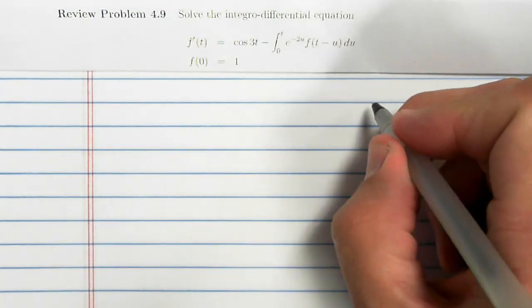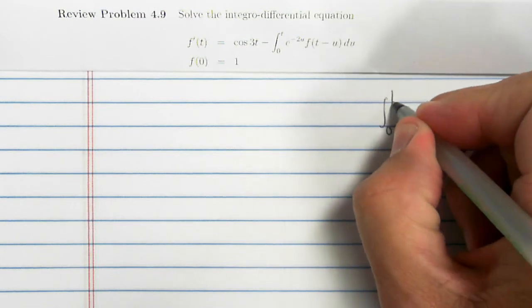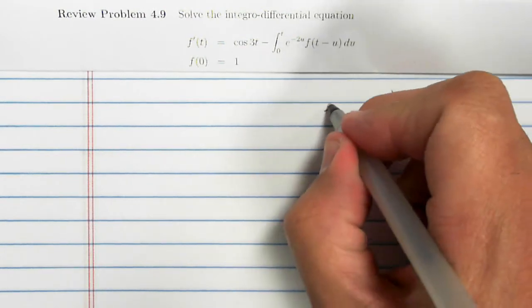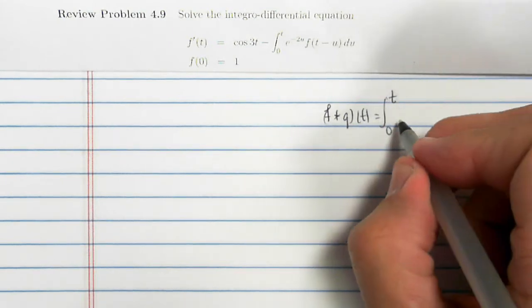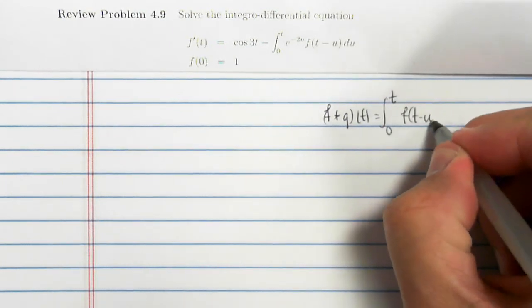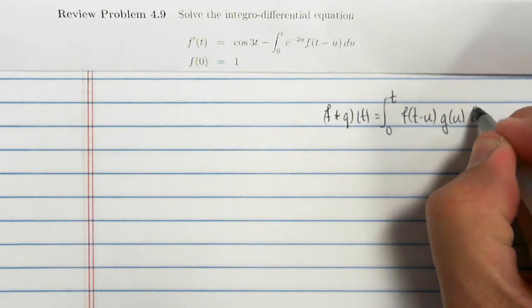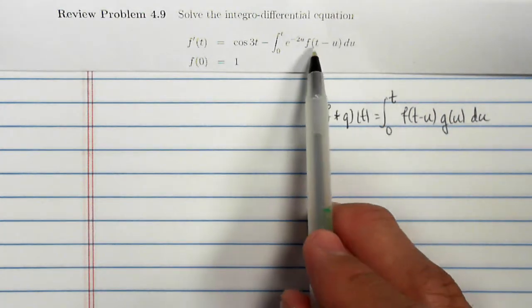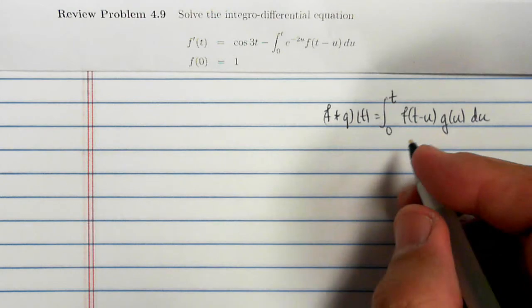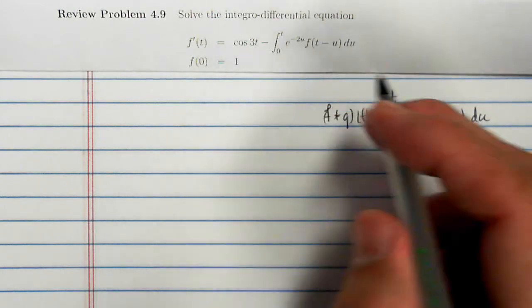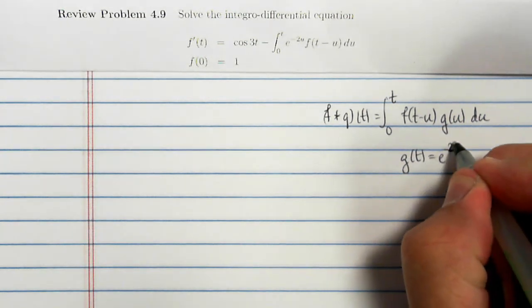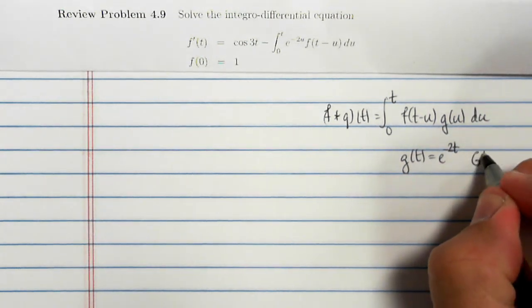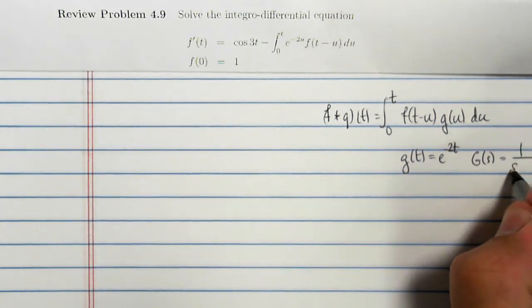So remember that the convolution integral looks like the integral from 0 to t. If I have f star g of t, that's the integral from 0 to t of f of t minus u times g of u du. So my function f is the function f. The function g is going to be e to the minus 2u. So g of t equals e to the minus 2t. And so the Laplace transform of this function is 1 over s plus 2.